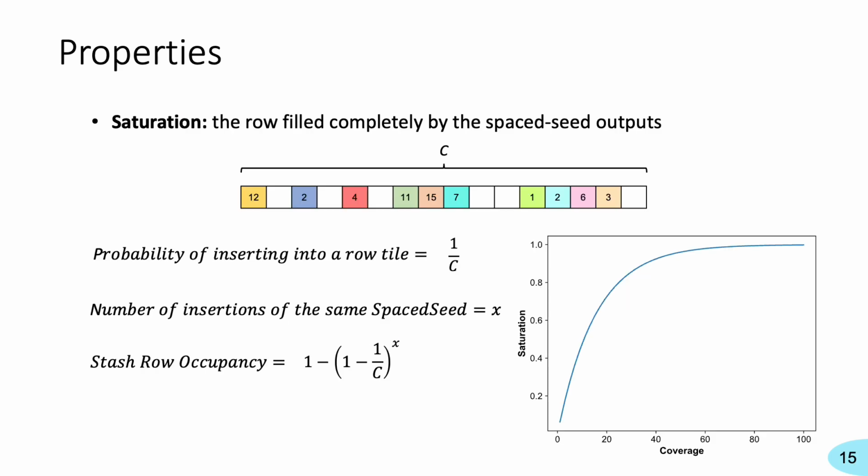Stash can get saturated if we keep adding the same k-mers into it. So we define saturation as the probability of a row being filled completely by the space seed outputs. Assuming stash has C columns, the probability of inserting into a row tile would be 1 over C. And if we define the number of insertions of the same space seed as X, the stash row occupancy would be based on the following formula. As we can see in this plot, when coverage increases, the saturation gets closer to 1. And the plot also shows us until which coverage stash can effectively store insertions.